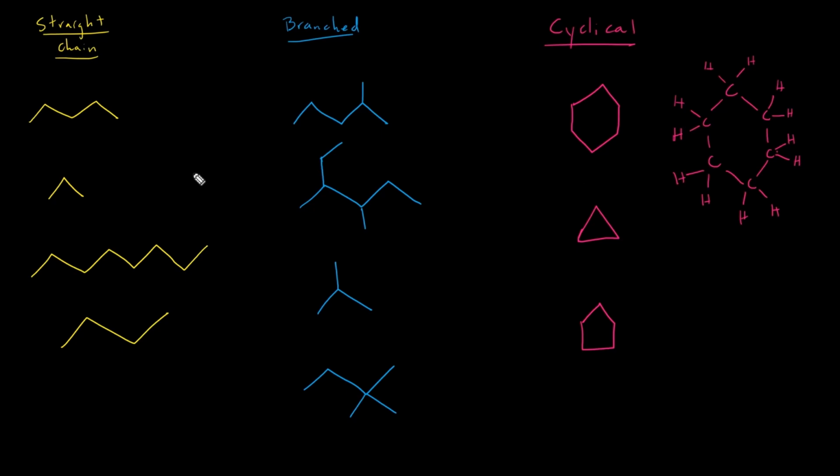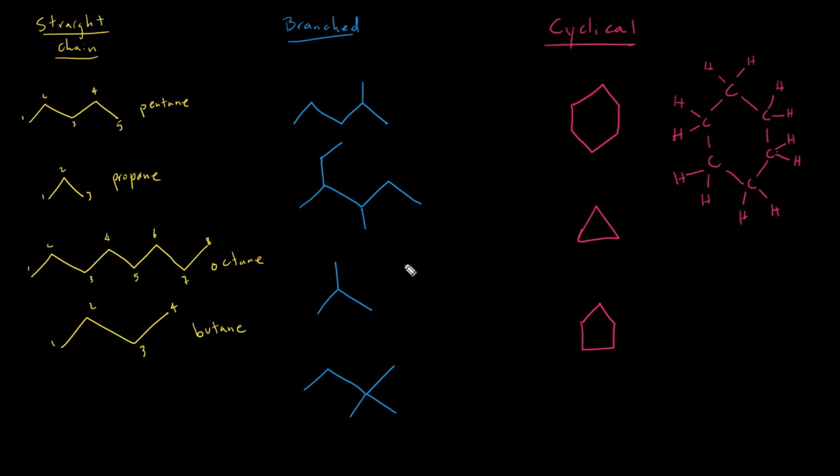So how do we name this? Because we can name the straight chains very easily. Again, this has 1, 2, 3, 4, 5 carbons in the main chain, and they have no sides or anything. So it's just pentane. This has 1, 2, 3 carbons, so this is just propane. This has 1, 2, 3, 4, 5, 6, 7, 8 carbons, so this is octane. 1, 2, 3, 4 carbons, so this is butane.